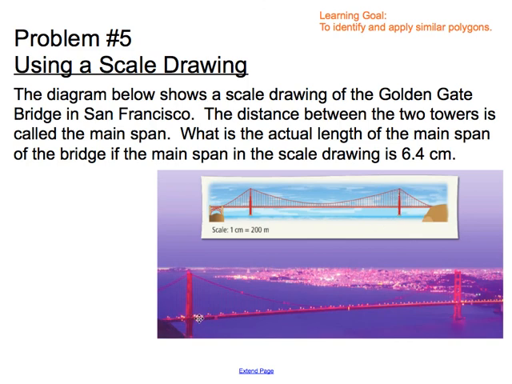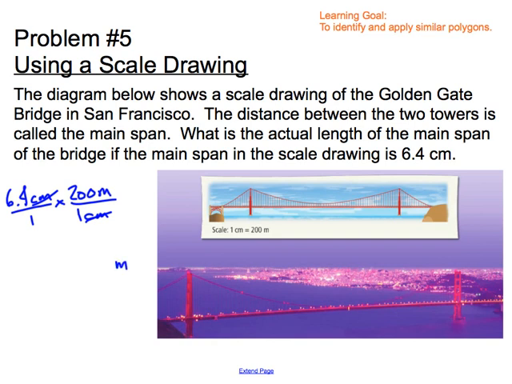So we're looking to find the actual distance of the Golden Gate Bridge between the two towers. We know that every centimeter on this drawing equals 200 meters in the actual bridge. So we take the 6.4 and multiply it by 200. So we have 6.4 centimeters, which we know, and we're going to multiply by the scale. So in this case, 200 meters is the same thing as 1 centimeter. So this gets put over a 1. The centimeters cancel each other out.